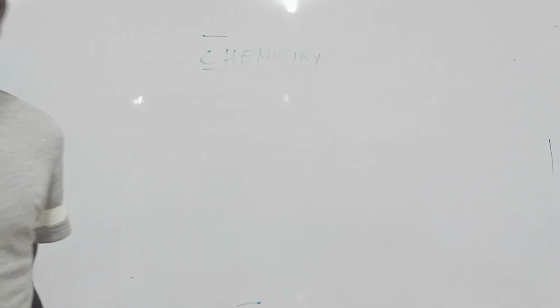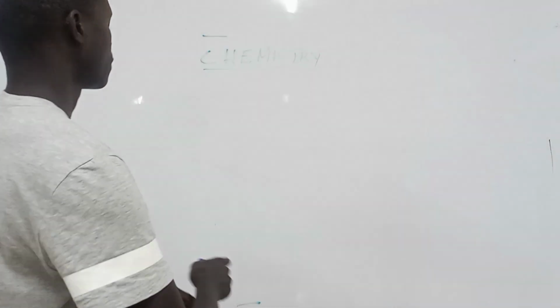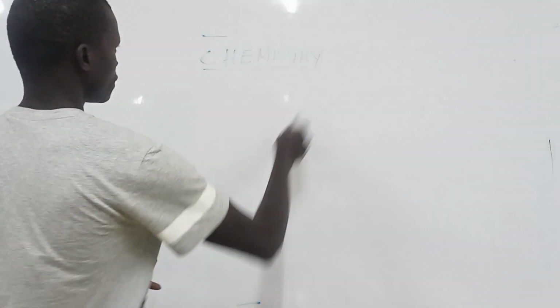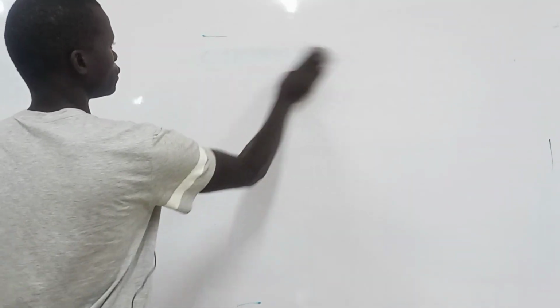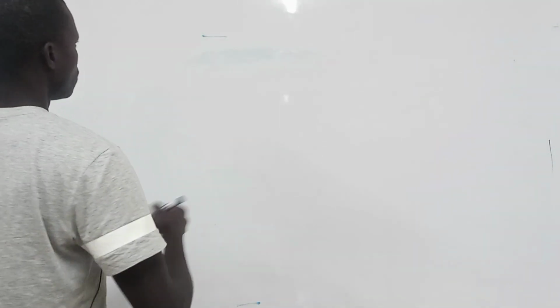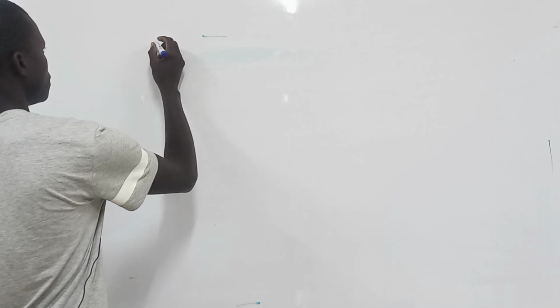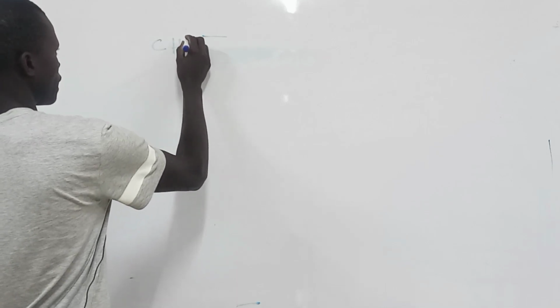We still continue with our chemistry class. Remember, I started on the topic structure of the atom and periodic table. We are still continuing with it. And let's look at the recap of what we learned last.